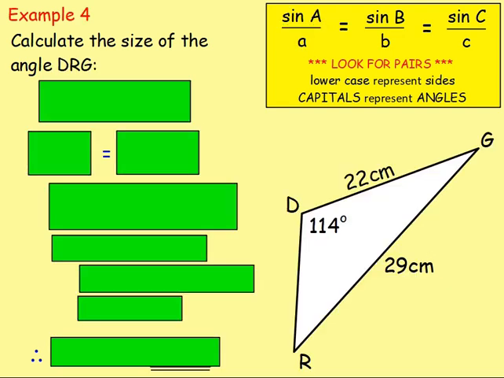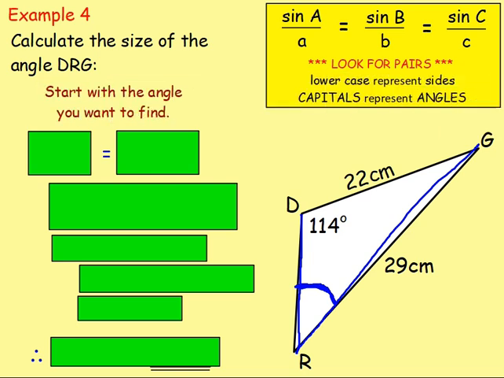Here we go. Calculate the size of angle DRG. Go from D to R to G, and that's the angle you want. DRG, it's this angle down here. So, what do we do? Well, because it's a sine rule question, you always want to start with what you want to find. You do indeed, yes. So, start with what you want to find.